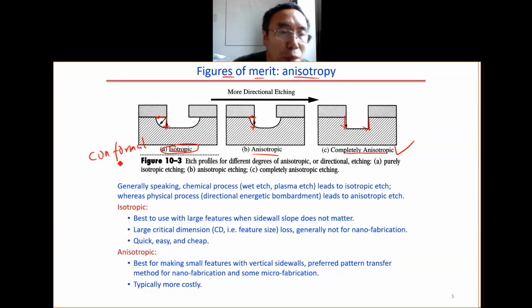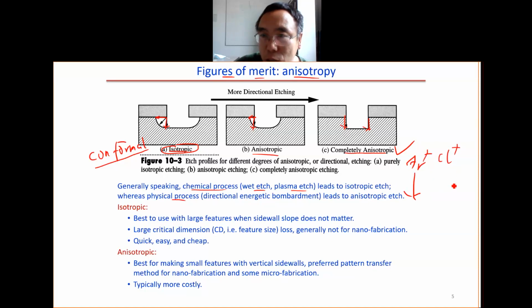So for the thin film deposition, we talk about conformal deposition. This conformal deposition is similar to the isotropic, lateral etching, vertical etching, the same way. But generally speaking, chemical processes like wet etch or plasma etch give you isotropic etching, and for the physical process, we have the bombardment, we have argon ions, or maybe other ions like chlorine ion. So we have this bombardment.